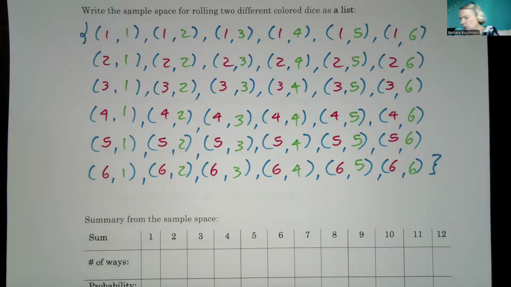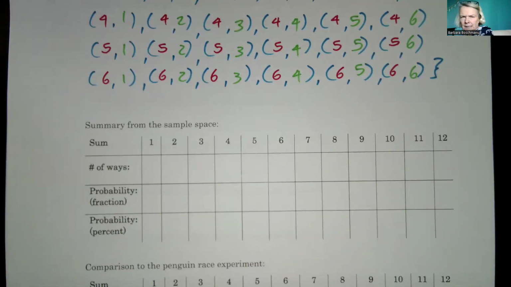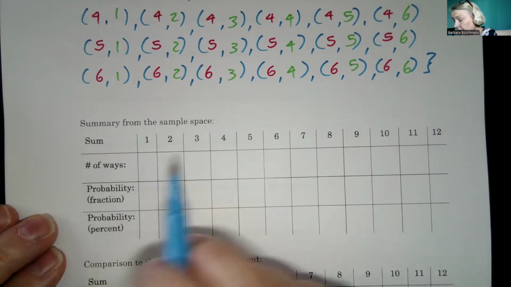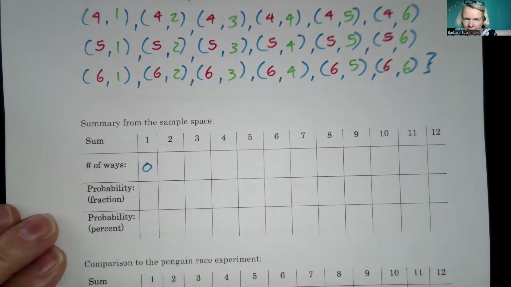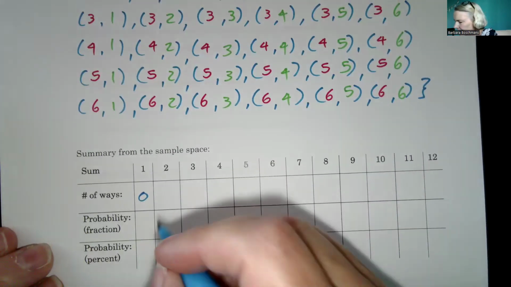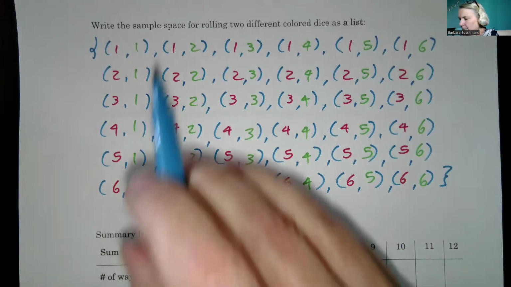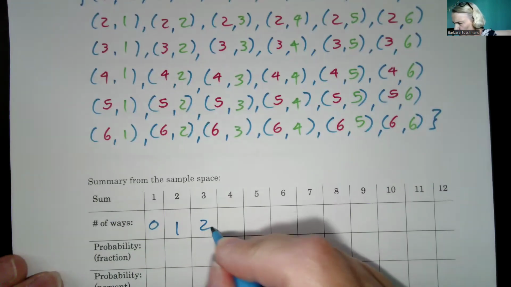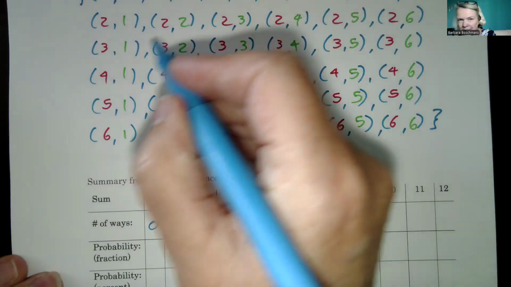So now that I have my whole list completed, I'm going to fill out the number of ways you can roll. A sum of 1 would be 0. You can never get a 1 when you roll 2 dice. A sum of 2 is only 1, 1. There's only one way. A sum of 3 is you'd either roll 1, 2, or 2, 1. So 2.